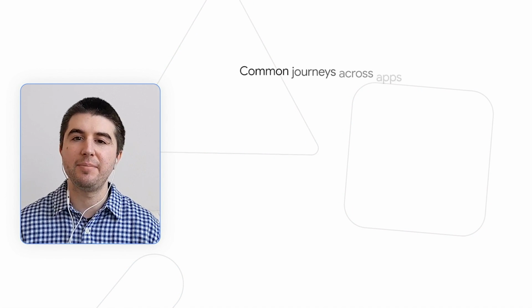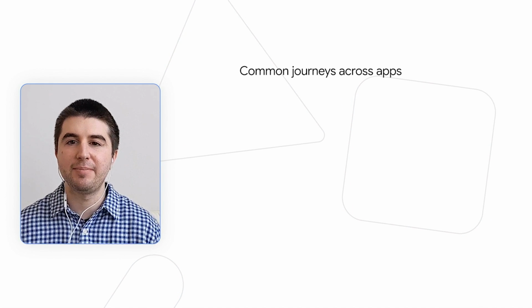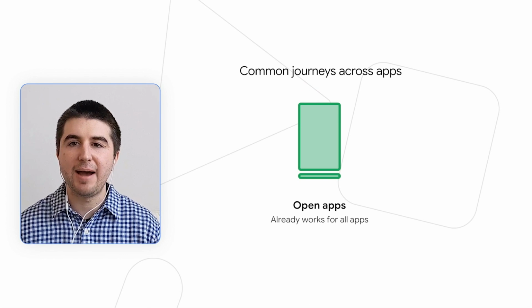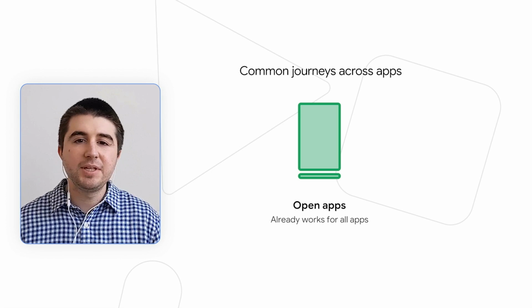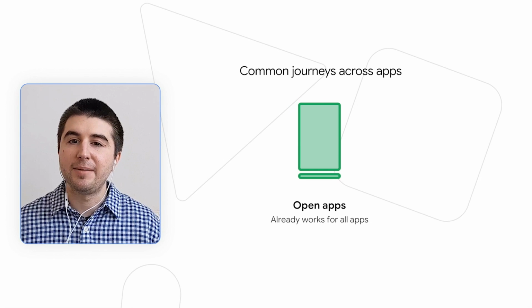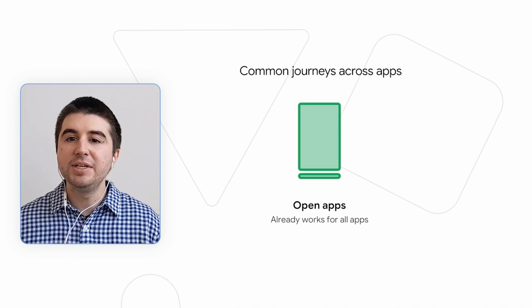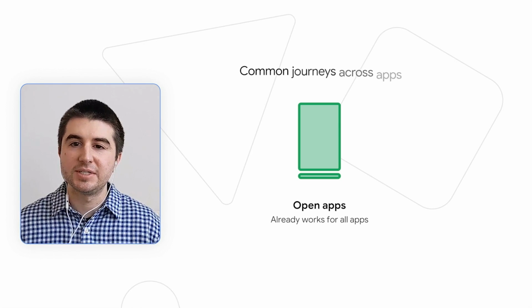Great. Let's start with a set of experiences that really apply across all Android apps. The simplest way to use Assistant with an app is to ask Assistant to open that app. For example, you might say, "Open YouTube," and be taken to the YouTube app. This is something that's available for all Android apps and without any additional effort from app developers. Today, millions of users already open apps with Assistant.